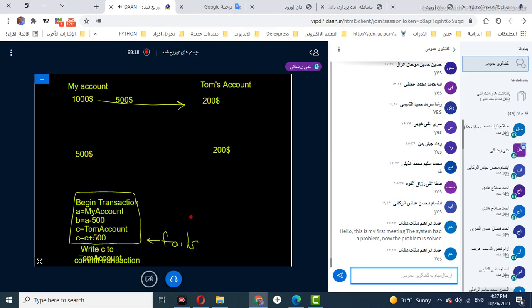This is what we call inconsistency. This is not correct. We can see why. Where is my $500? It is not in my account. Also, it is not in Tom's account. It is neither in my account nor in Tom's account. This is not good. This is inconsistency.